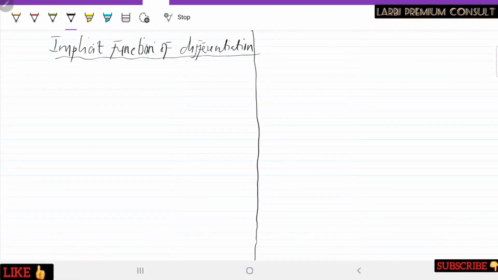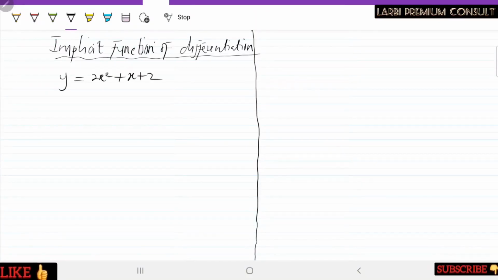So let's look at implicit function differentiation. So far, what we have been looking at is where, let's say, y is equal to 2x squared plus x plus 2. In this case, we call this function being in explicit form. Why? Because the variable involved here is just y on one side and x on the other side.